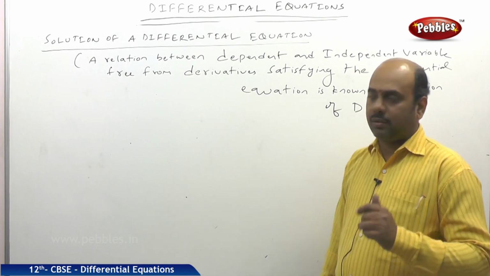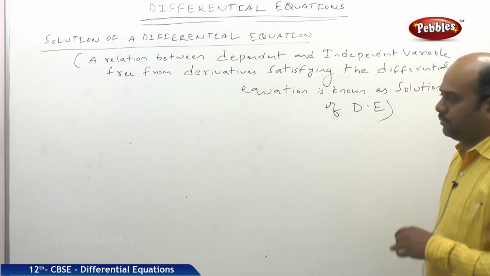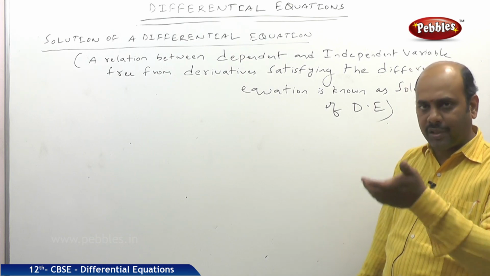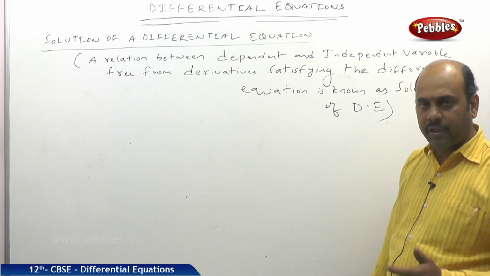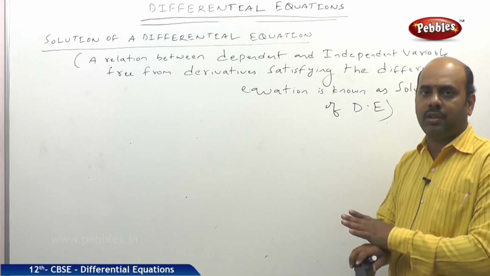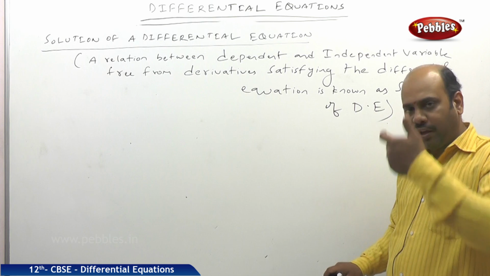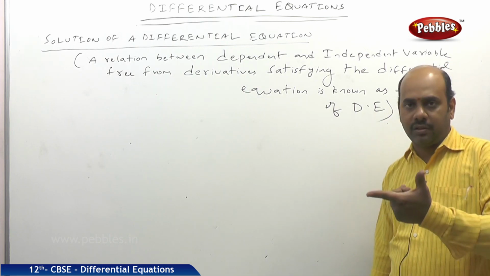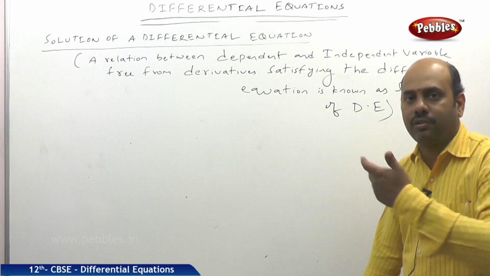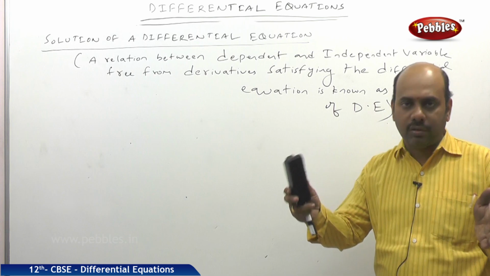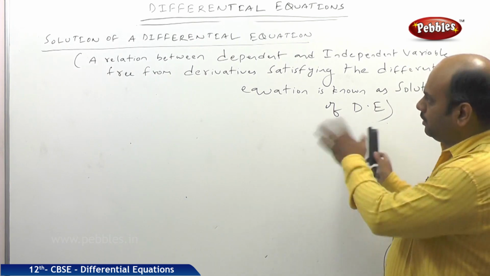Coming here, what do you mean by solution of a differential equation? You take a relation, any kind of relation where dependent and independent variables are involved, and in that relation there should be no derivatives or differentials. If you substitute that relation in our given differential equation, it should give rise to an identity, which means left hand side should be equal to right hand side. So we shall see the definition.